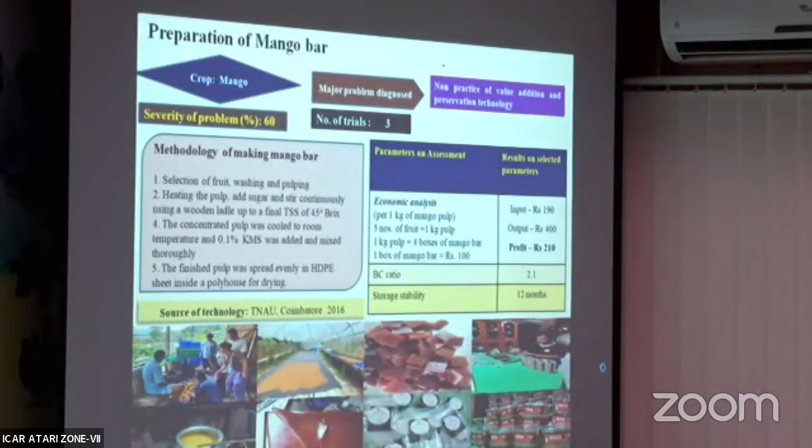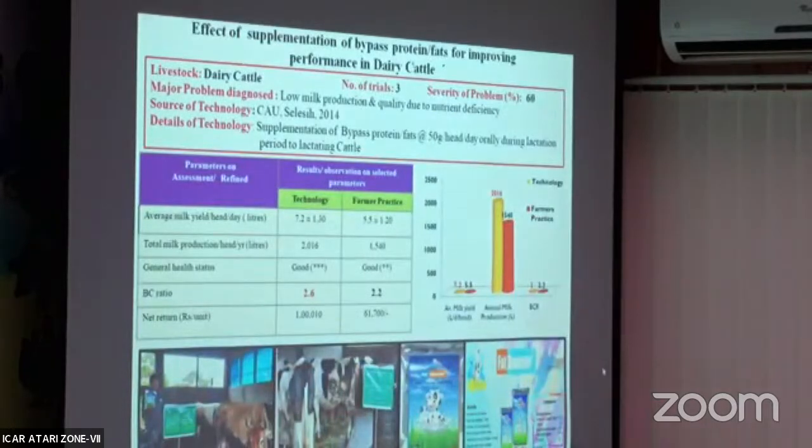What is the milk quantity produced? What type of animal did you feed this to? Bypass protein you have fed, no? Yes, sir. Dairy animals, no? Okay, so what was the milk production? How much in kg? 7.3 liters per day. Total milk production per day per head, 7 something is written there.